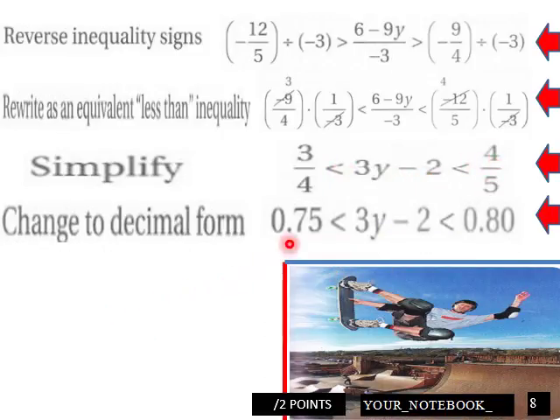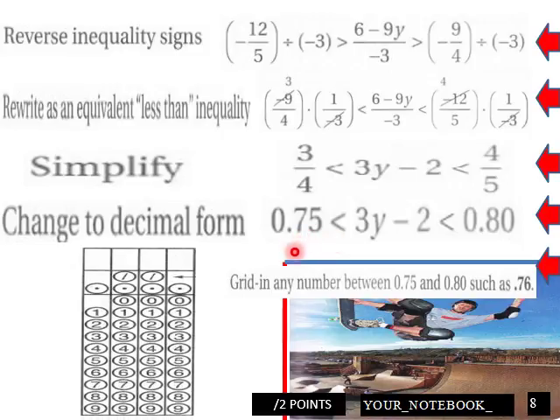Change to decimal form: 0.75 less than 3y minus 2 less than 0.80. So grid in any number between 0.75 and 0.80, such as 0.76. So we go decimal point, 7, and then 6.